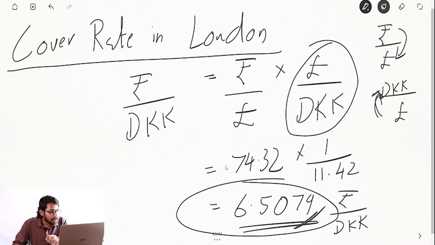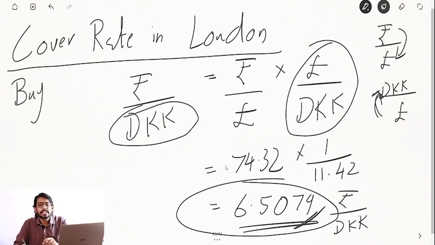For this, you should know cover means buy. Buy what? Buy the base currency, DKK. Rupee to pound, pound to DKK, everything is correct. And some people know very well what to buy, and then they ask me, sir, which one should we buy, at the higher rate or lower rate? Buy always at the lower rate. Buy at the lower rate of 6.5079.